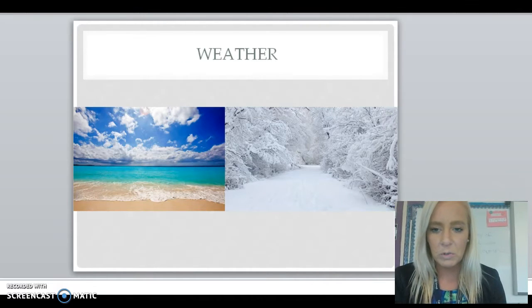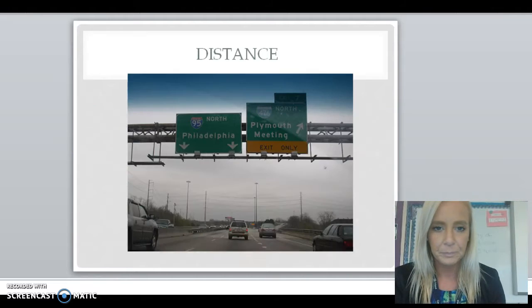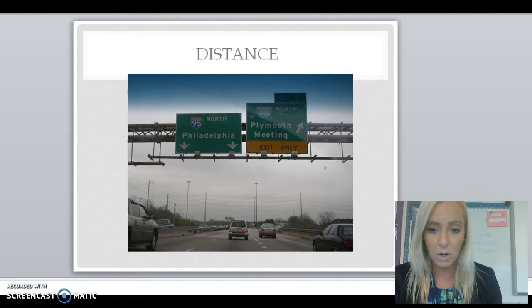As you get older, you tend to compare weather. Some places are a lot warmer in temperature than other places, or some people might like the colder temperature. And we often start to compare distances. How long is it going to take me to get from one location to another location? Or is one distance shorter than another distance?